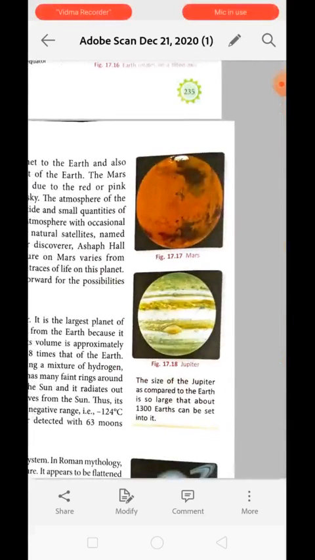It is kind of too big. How big is it? It is about 1400 times the Earth. It means that 1300 Earths can get inserted into a pouch as big as Jupiter. Understood? This is how big Jupiter is.